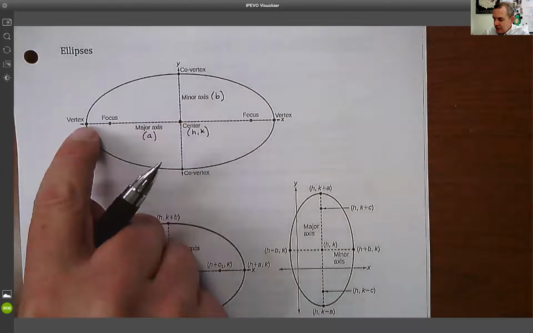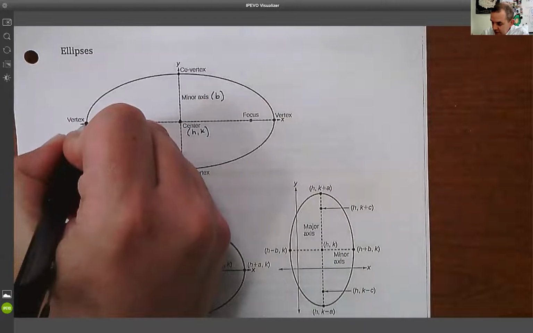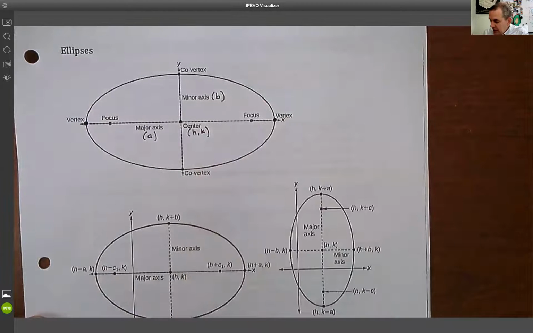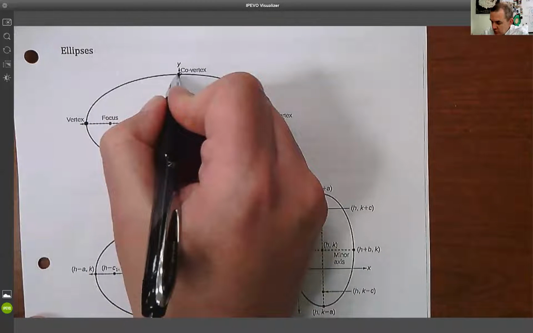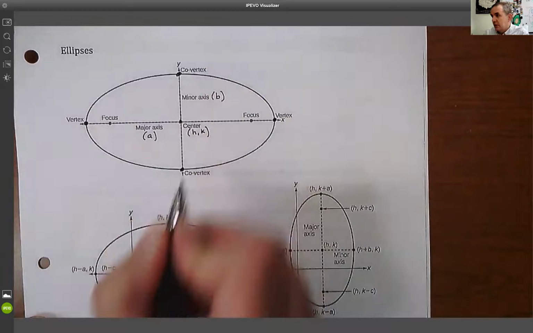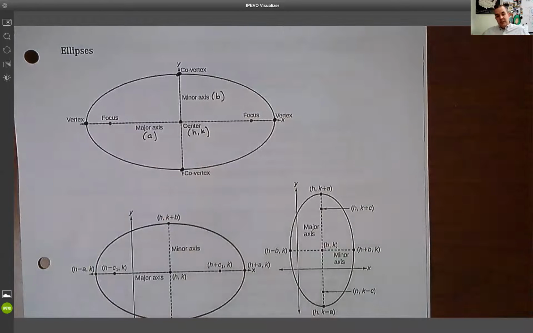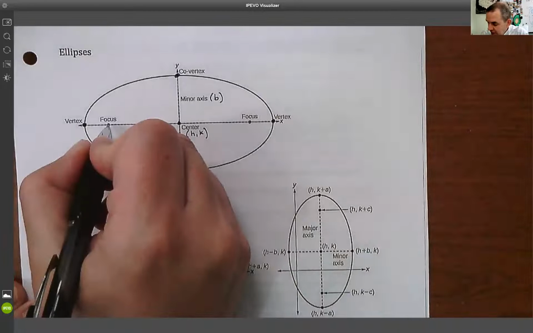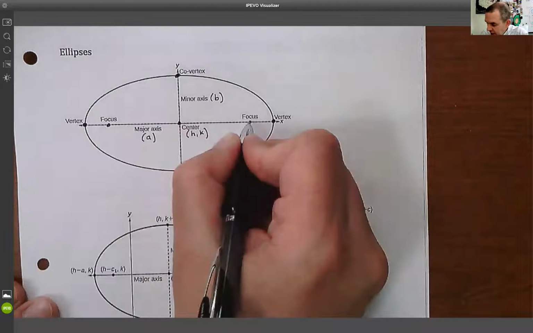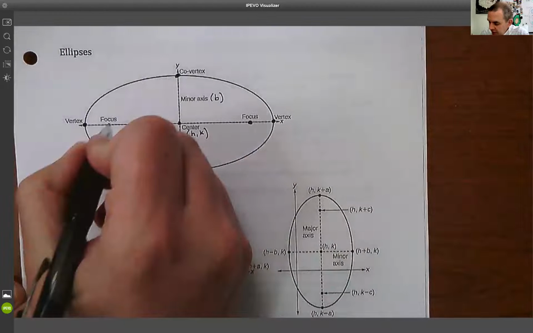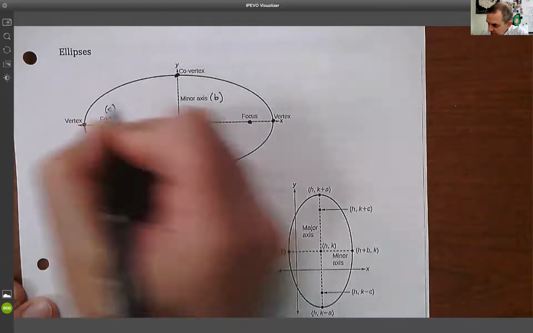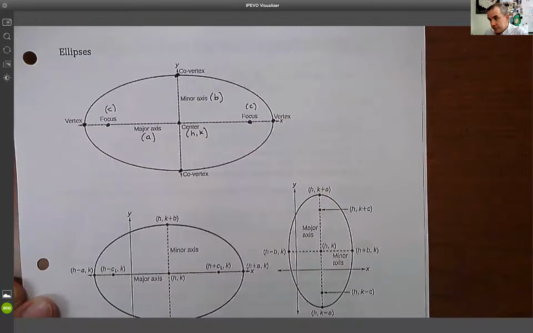That major axis takes us to the vertex, and the minor axis takes us to what's called a covertex. Vertices are the longest lines in that ellipse, and covertices are the shortest ones. Additionally, there are two other things in here called the focus or foci, and they're referred to with the letter c.